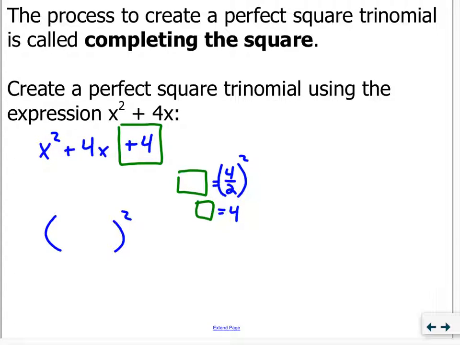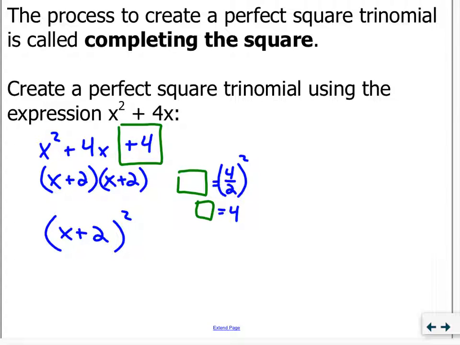Now when I factor it, it's going to factor to x plus 2 times x plus 2. And notice, how did you get the 2 though? Well, the 2 is because it's the square root of my box number. So whatever number's in the box, I take its square root, and I get 2. So then we're going to rewrite this as the square of x plus 2.